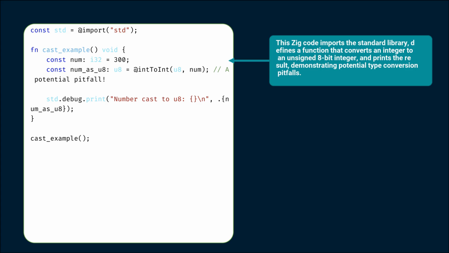The resulting value from this cast will not be the expected 300. Instead, it will yield a value of 44 due to this overflow. Such behavior illustrates the importance of understanding type ranges and the implications of improper casting. Following this, we print the result to the console.